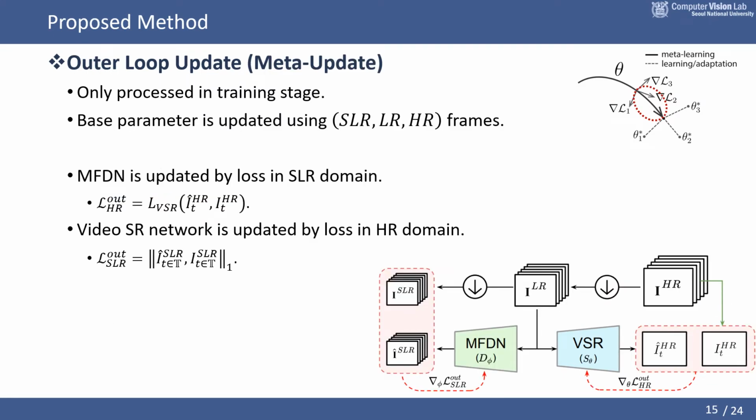The base parameters of MFDN and the video SR network are updated in the outer loop. We use the same reconstruction loss function for both networks, but MFDN is updated using the SLR frames, while the VSR network is updated using the ground truth HR frame.